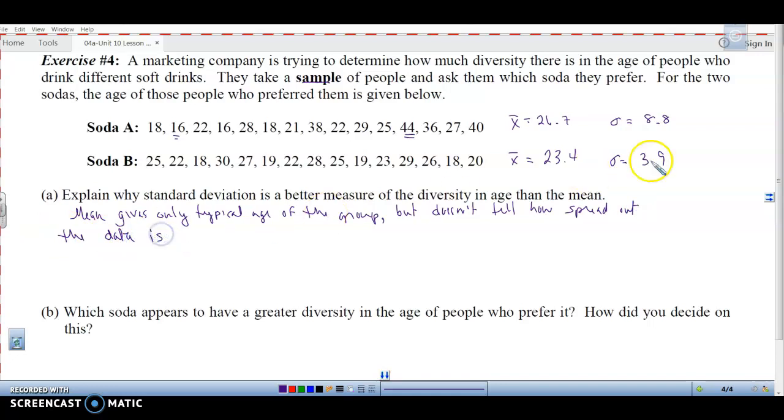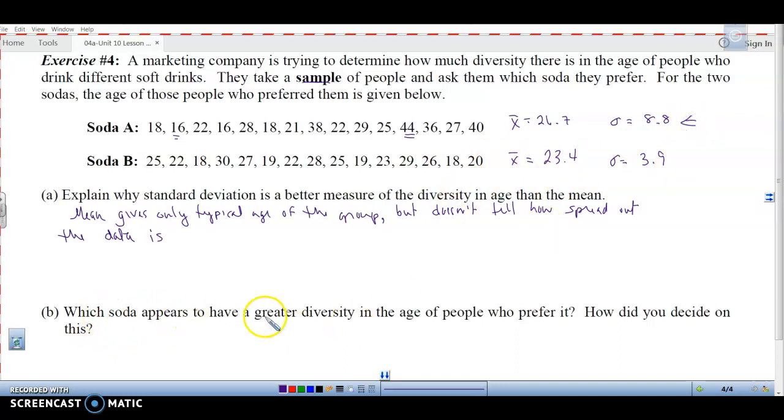So this one says that even though the average age is 26.7, on average, each point is 8.8 away from the mean. For this one, the average age is 23.4, but the standard deviation is 3.9. Each point is 3.9 away from the mean. So that means that this one is more spread out. Each point is about 8.8 away from 26.7, and for this one, each age is about 3.9 away from 23.4. So this one is the higher spread.